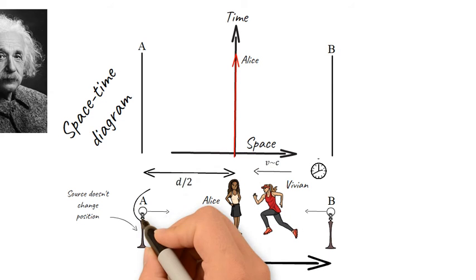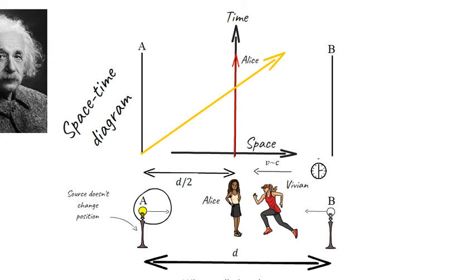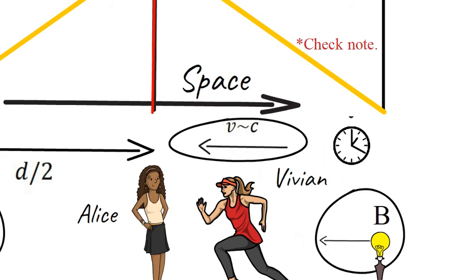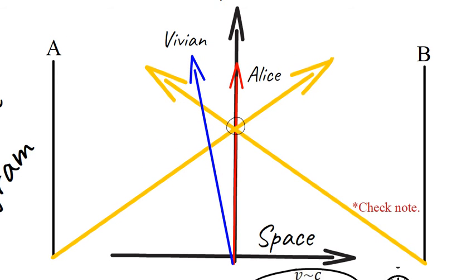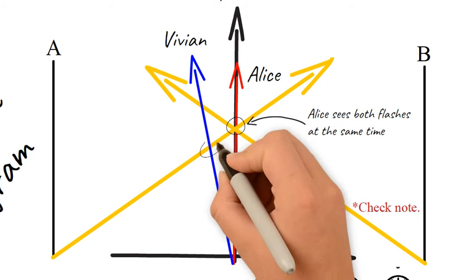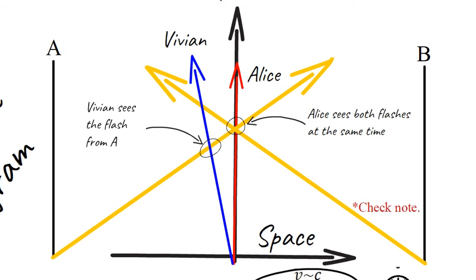On the other hand, the flash of light from the source A should follow an oblique path in the diagram as it moves to the right. The same happens for the flash from the source B, but in the opposite direction. For the case of Vivian, as she's moving to the left, she also will present an oblique path to the left. Note how for Alice, the flashes of light arrive at her position at the same time. In contrast, Vivian sees the light from the source A, and later, the flash of source B, because she is moving away from B. This is a clear example of the relativity of simultaneity.